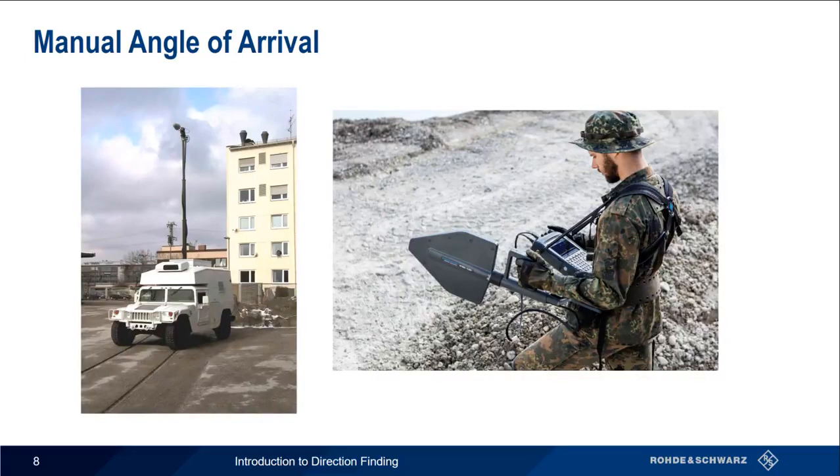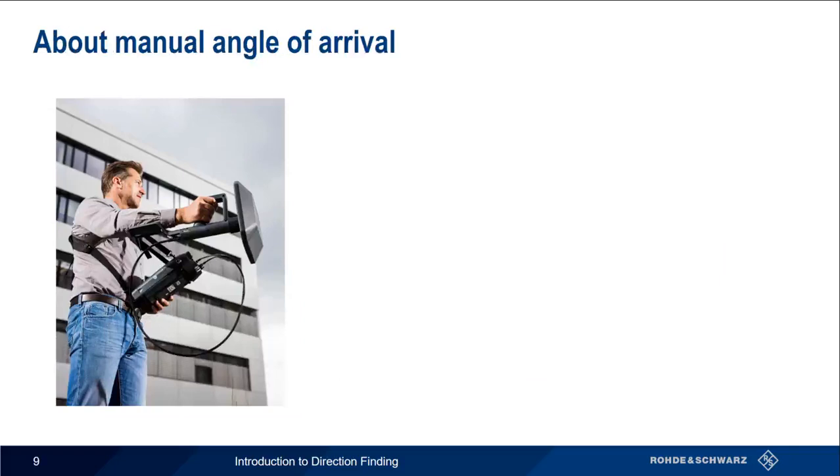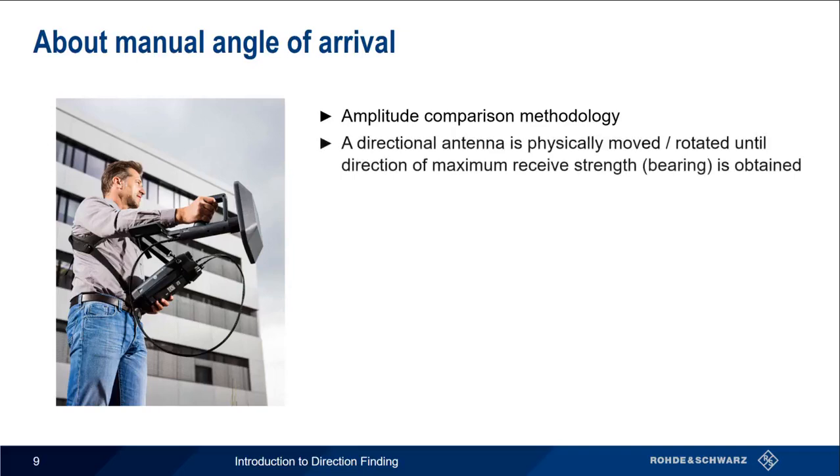We mentioned a moment ago that we can divide direction finding methodologies into manual and automatic methods, so let's start with angle of arrival direction finding based on manual techniques. We started our presentation by saying that all direction finding methodologies use a change in amplitude, frequency, or phase to determine the direction towards a signal. Manual determination of angle of arrival is based on amplitude comparison. This is a fancy way of saying that a directional antenna is physically moved or rotated until the maximum received signal strength is obtained, usually via visual inspection by the system operator.